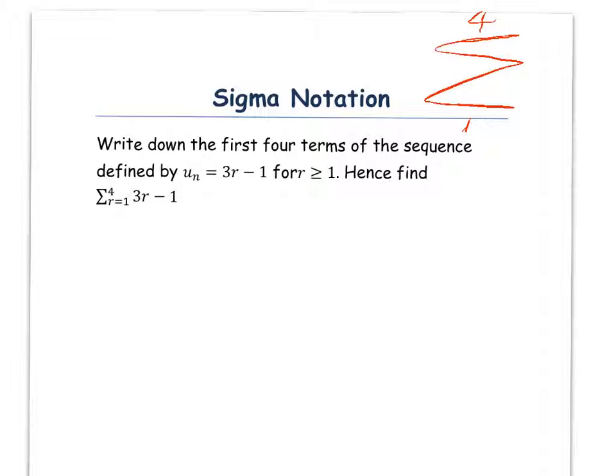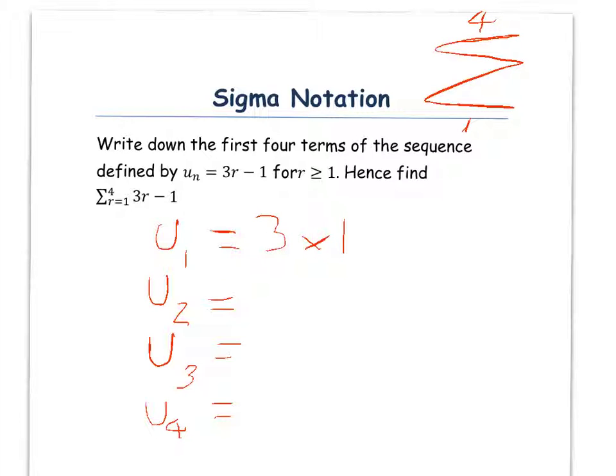Now the first thing we need to do is write down the values of u1, u2, u3 and u4. And all that involves doing is substituting in 1 in place of r in the equation. So I'll do the first one in full, which will be 3 times 1 minus 1. So 3 times 1 is 3, minus 1 is 2. Next one is going to be 3 times 2, which is 6, minus 1 is 5.